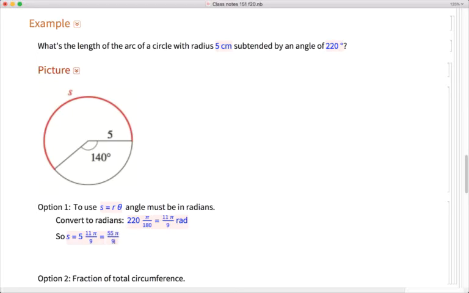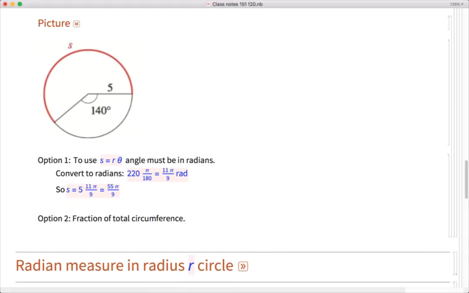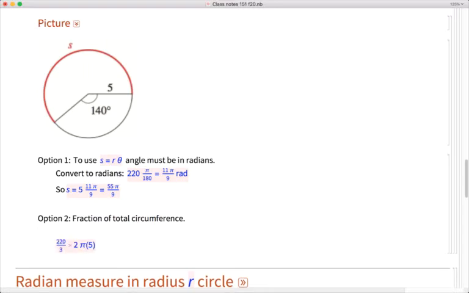Option 2 is to just go through what we did in deriving the formula. The total circumference of the circle, again, is 2 pi r, so 2 pi times 5. And then we just want to think about what fraction of the circle we are using. We're taking 220 of the full 360 degrees. So this would be another way to come up with the value for the length of S. I didn't multiply out the 5 for some reason. 55 pi over 9. So either option is fine.